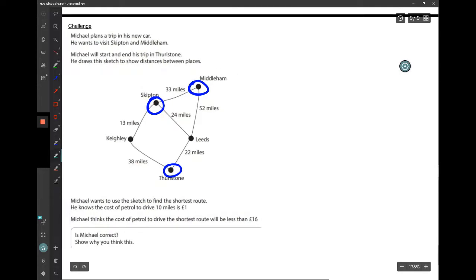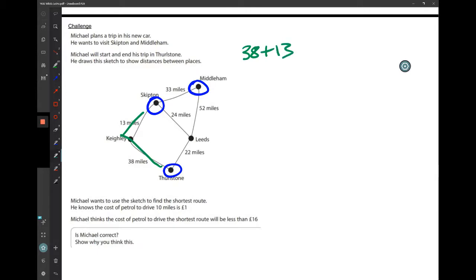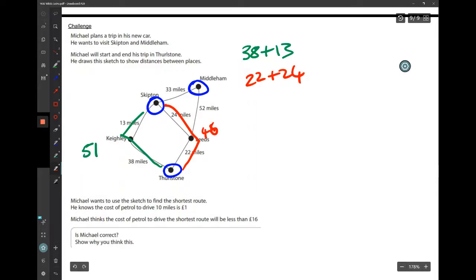So 38, let's figure out this route first. So 38 plus 13, that will give you 51. And then if you were to go this way, it would be 22 plus 24, which will give you 46. So the red route is a little bit quicker. I'm not going to show you this route because you can see that's going to be way more than 46 and it would be a long way.